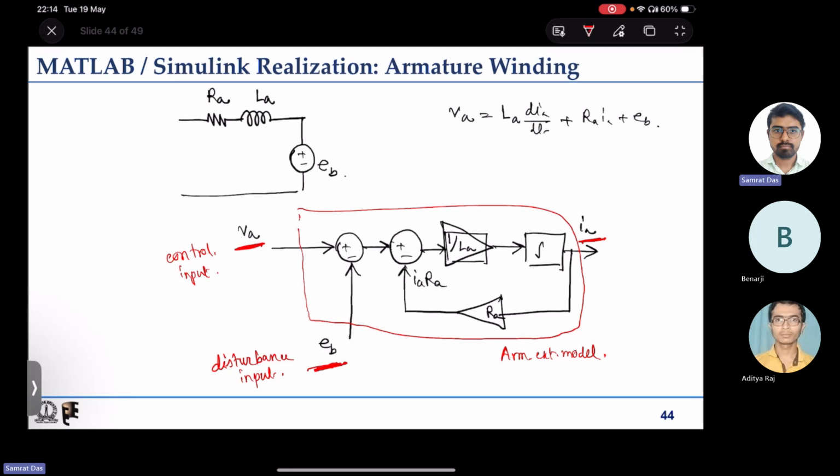Why control input? Because if we want to control the output Ia, we will do so by changing Va, the armature voltage. And while doing that, this back EMF will appear as a disturbance. So these are the terminologies used in control systems. This is the control input, this is the output, and this is the disturbance input. So this is the armature circuit model.